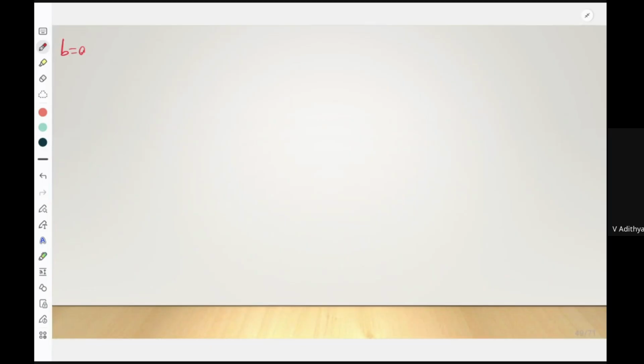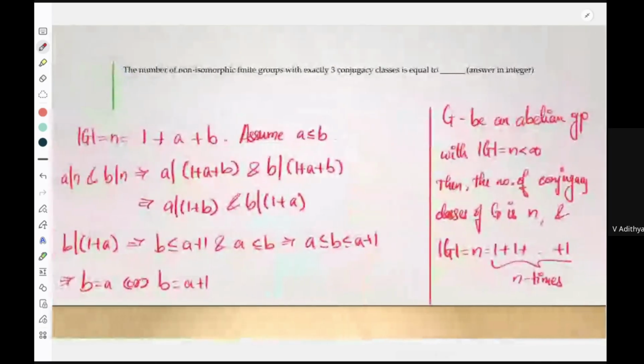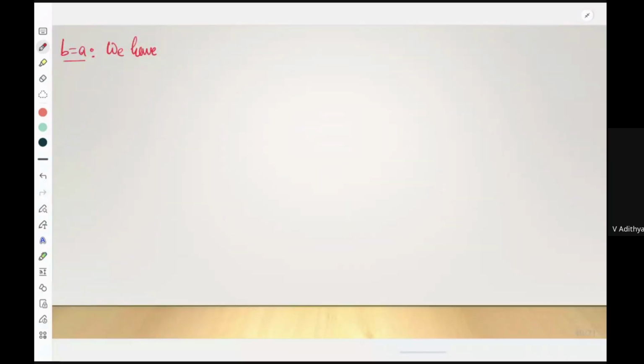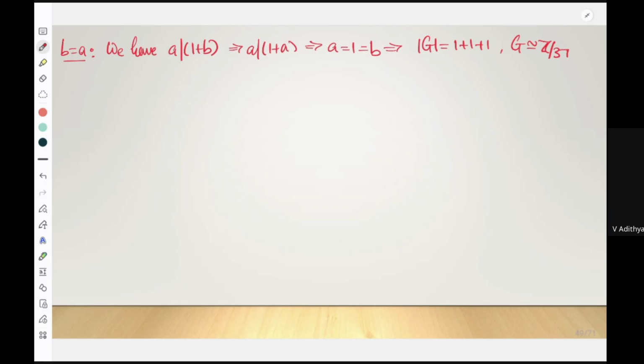So now what happens when B equals A? Now we'll use the other part. We have B divides 1 plus A, which we have already used. So we have A divides 1 plus B. B is A. This implies A divides 1 plus A. This implies A has to be 1. Right? This implies order of G equals 1 plus 1 plus 1. So basically G is Z mod 3Z.